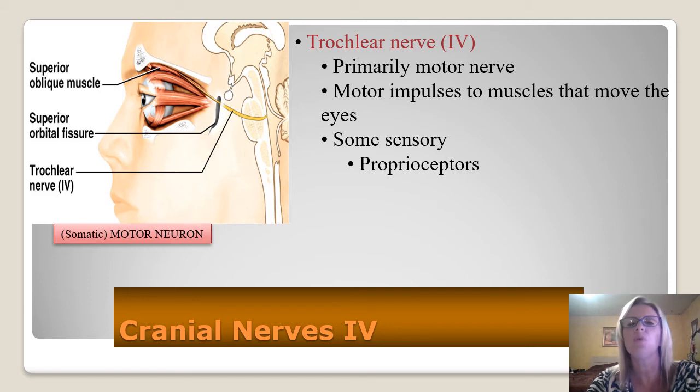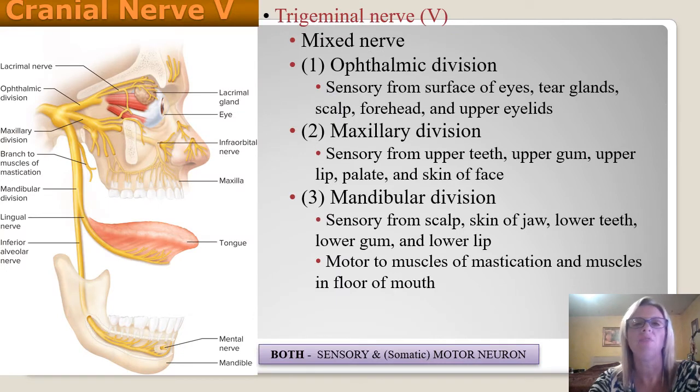Alright, so the 4th, trochlear nerve, this is the primary motor nerve. Damage here again causes double vision and the inability to look downward, so you can see it is going up there to the superior oblique muscle. This innervates that particular muscle, all right? And so this does have some sensory function and proprioception, but it is classified as motor because that is its predominant function.